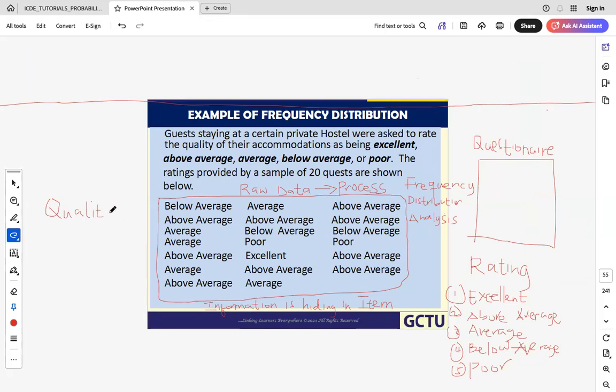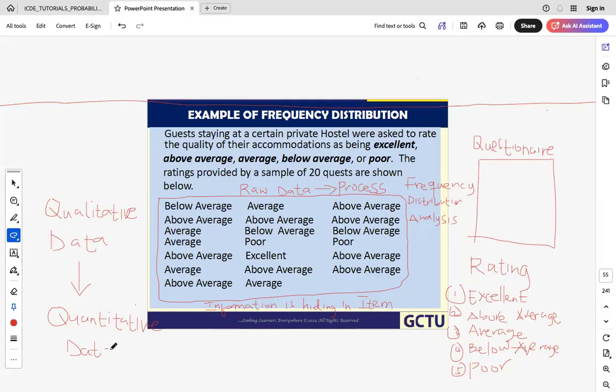Qualitative data. It doesn't come with numbers, it comes with words. When we are done with this and there is time, then we go and pick the opposite of this, which is called quantitative data. Quantitative data come with numbers, and then qualitative are non-numeric. They don't come with numbers.